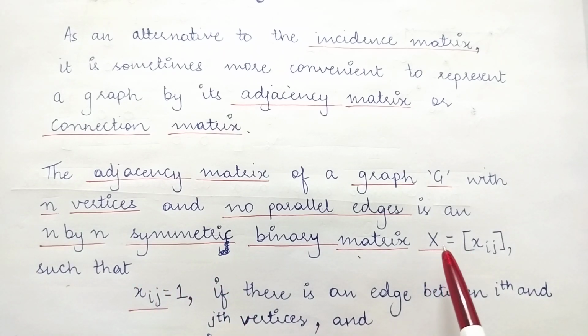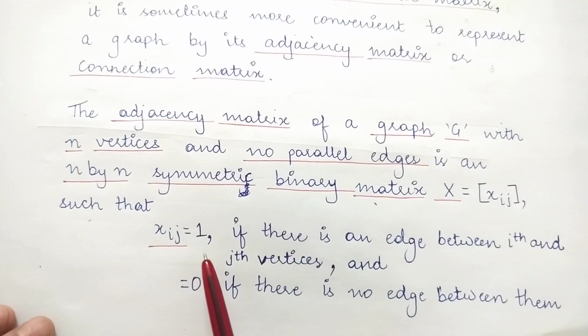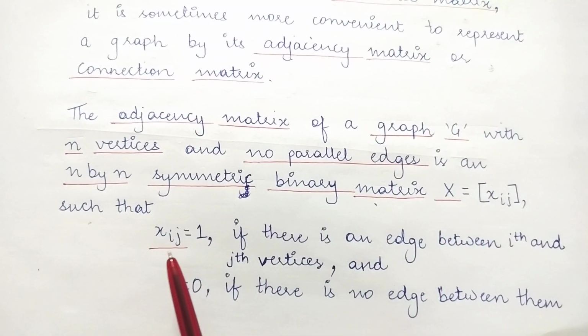So if I represent the adjacency matrix by x, then x equals xij, where xij is representing an element at a particular coordinate position for the ith row and jth column, such that if xij equals 1, that means the value at this particular coordinate position for the ith row and jth column would be 1 if there is an edge between the ith and jth vertices. So here we are taking vertices into account.